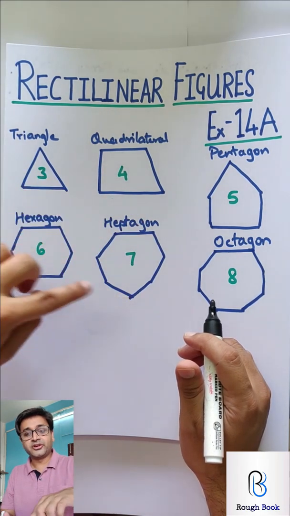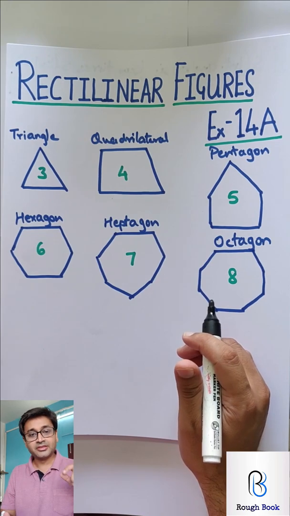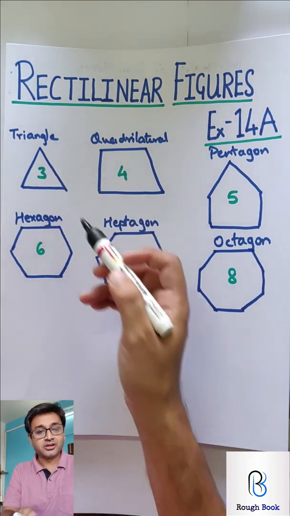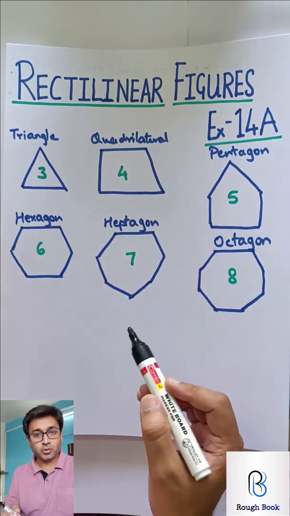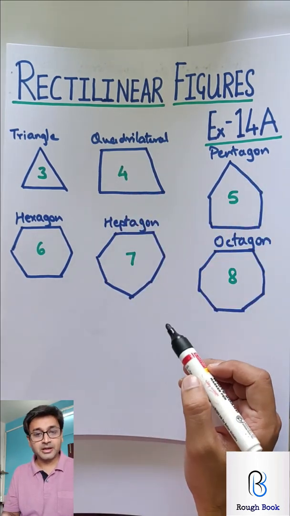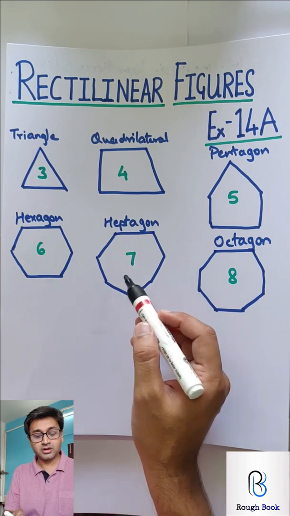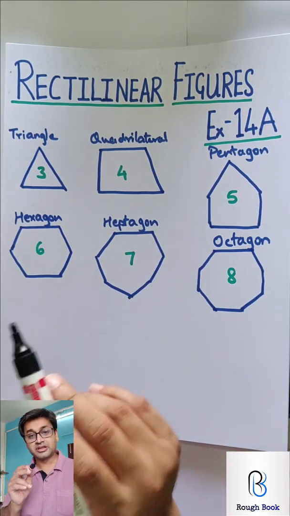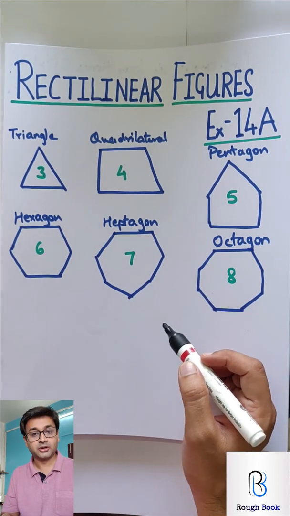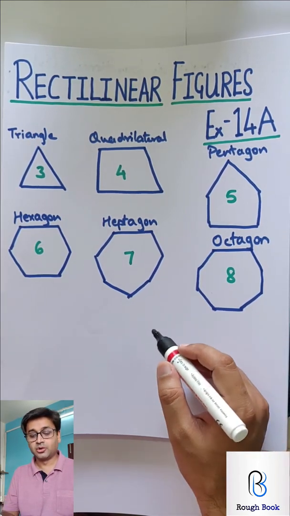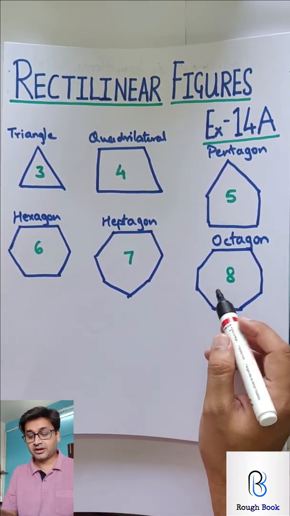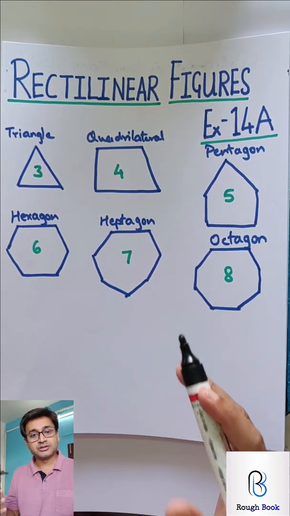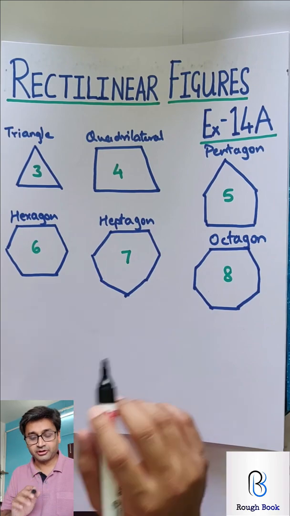We call all these figures polygons, and then we have special names for these polygons. We already know a 3-sided figure is a triangle, 4-sided quadrilateral, 5-sided pentagon, 6 hexagon, 7 is heptagon or septagon. This year in boards they gave one question where they had to write heptagon and many children did not know it. And the last one right now we are studying is 8-sided octagon. 9 onwards also is there, but right now till 8 is enough for us.